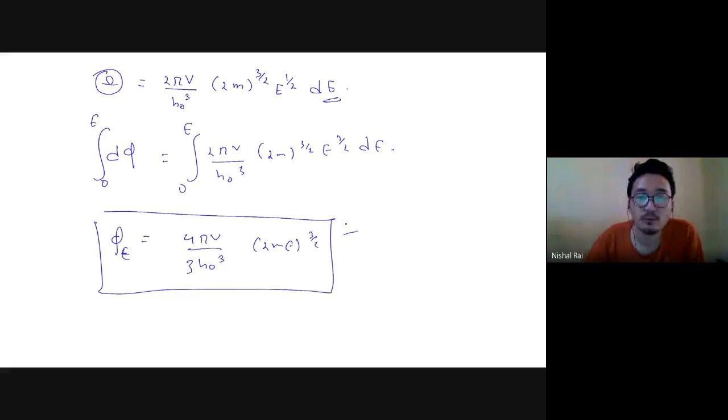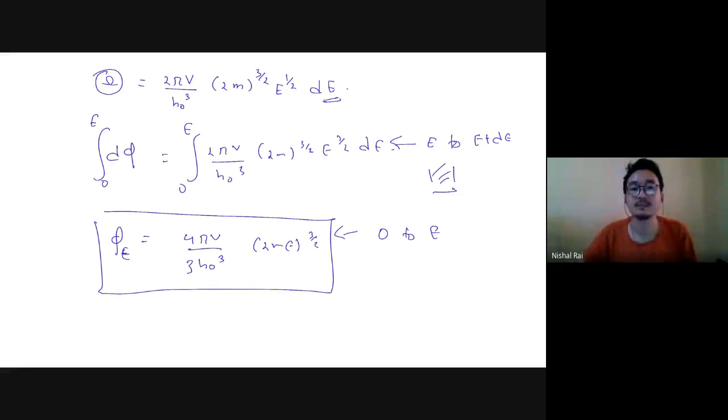This is the total number of microstates between 0 to E, and this is the number of accessible microstates between E to E plus dE. Basically, it's in the range of this, where the size of this is dE. Is it clear?